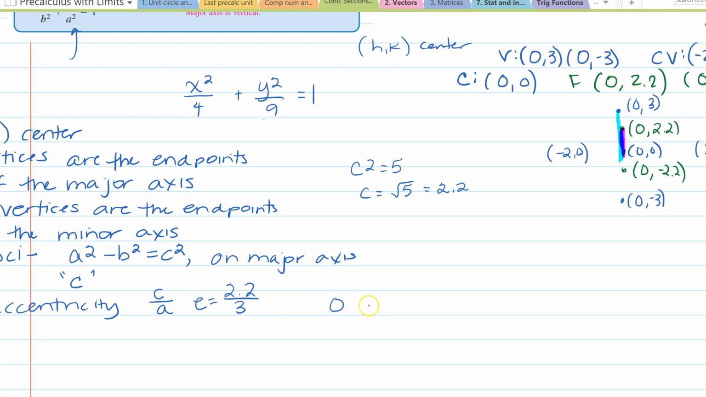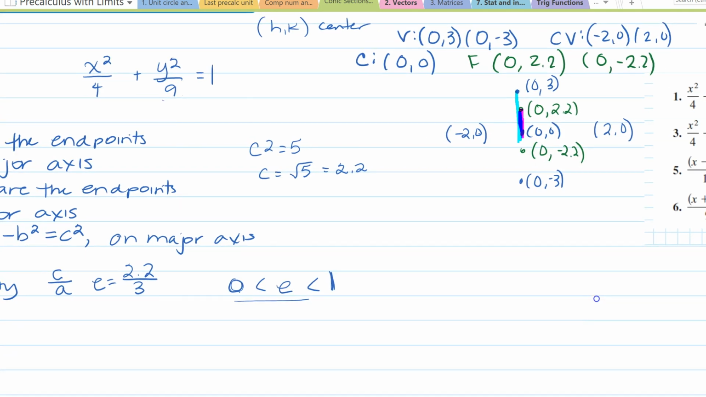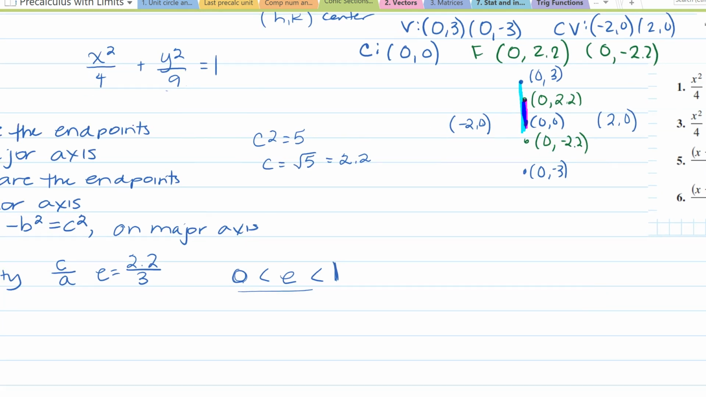Now, here's the deal on the eccentricity. It's a number between 0 and 1, and the closer to 0 it is, the rounder, which makes sense. Close, see, 0 is round. So closer to 0, the rounder, and the closer to 1 it is, the longer it is. So write that down. So let me give you a new diagram with how this looks.